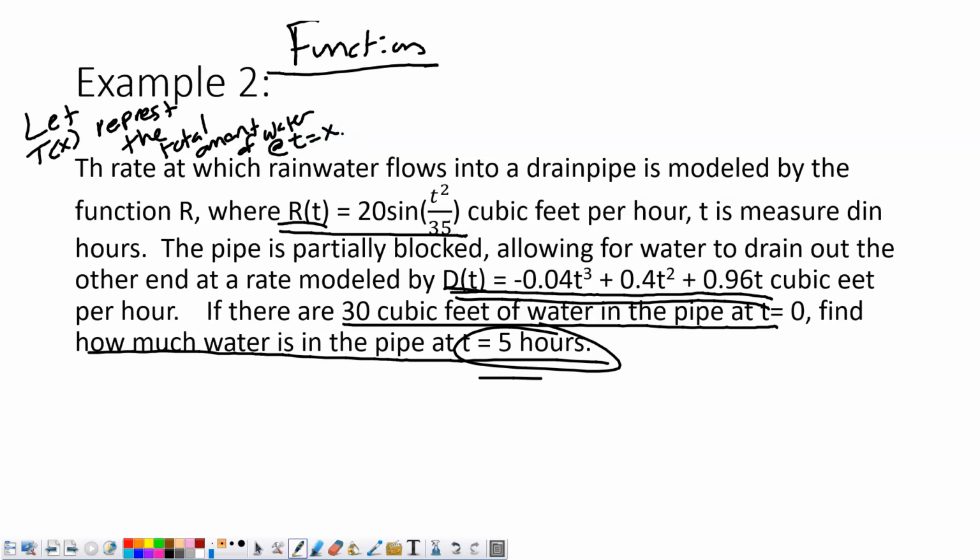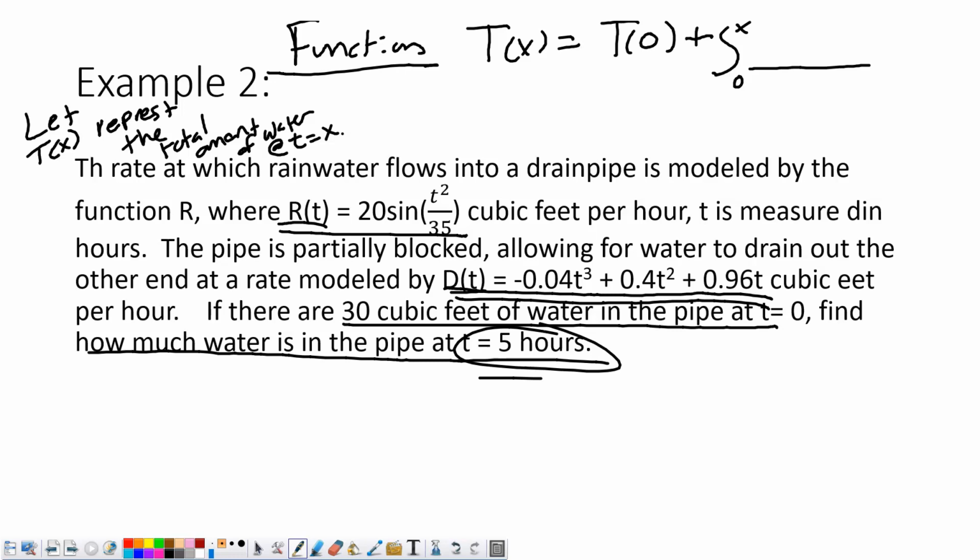At any time T equals X. So T represents how much water we have at any given time T. Okay, so if that's the case, then the total amount of water would be equal to the what? The starting amount, right? Plus the net change, right? From your starting time, which we'll say is 0, to your ending time, which is X. And then in here, we're going to have rate in minus rate out.